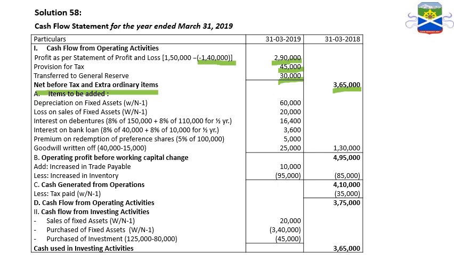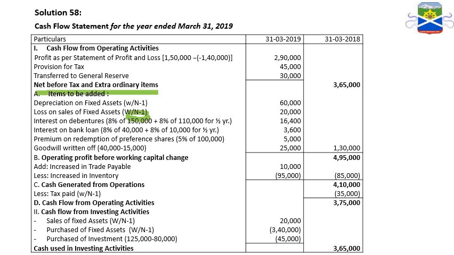Now we'll take the items to be added. We have depreciation, as per the question given, that is 60,000. We have interest on debenture, as I said, we have to calculate the interest on the debenture which is issued on 1st October. Some calculation is there, you have to calculate it: 10,800. And interest on bank loan, also in the same way we'll calculate, and we'll have 2,000 plus 1 lakh 1,600.